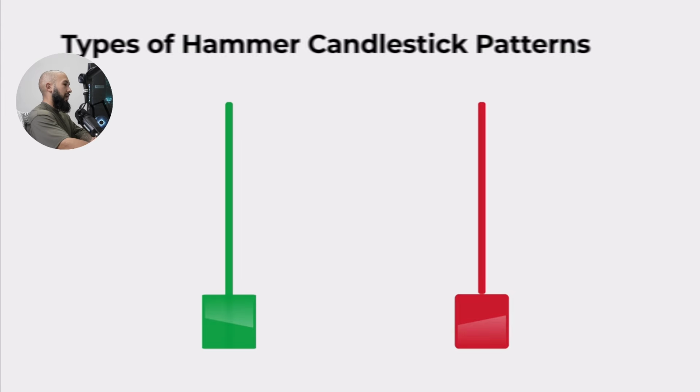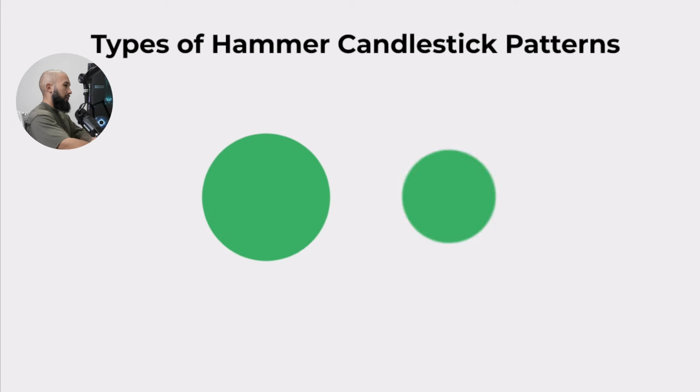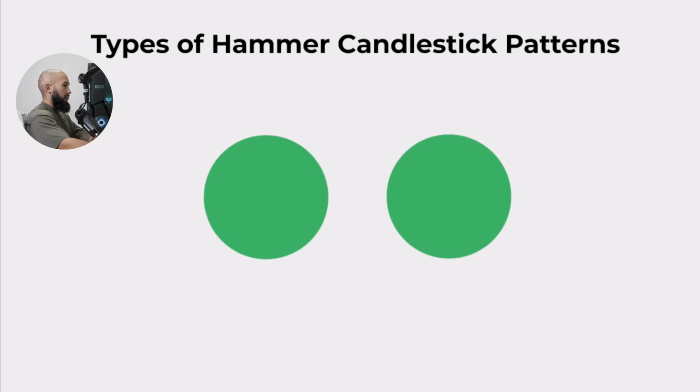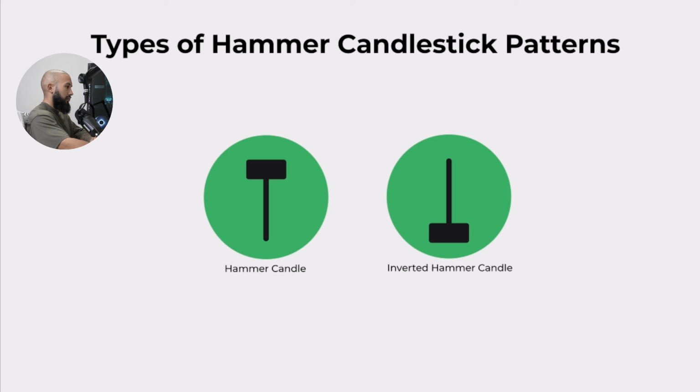Now, the hammer and inverted hammer candlestick patterns are amongst the most popular trading formations when it comes to candlestick patterns. Both are reversal patterns and they occur at the bottom of a downtrend. Both of these hammers are considered to favor a price move up.